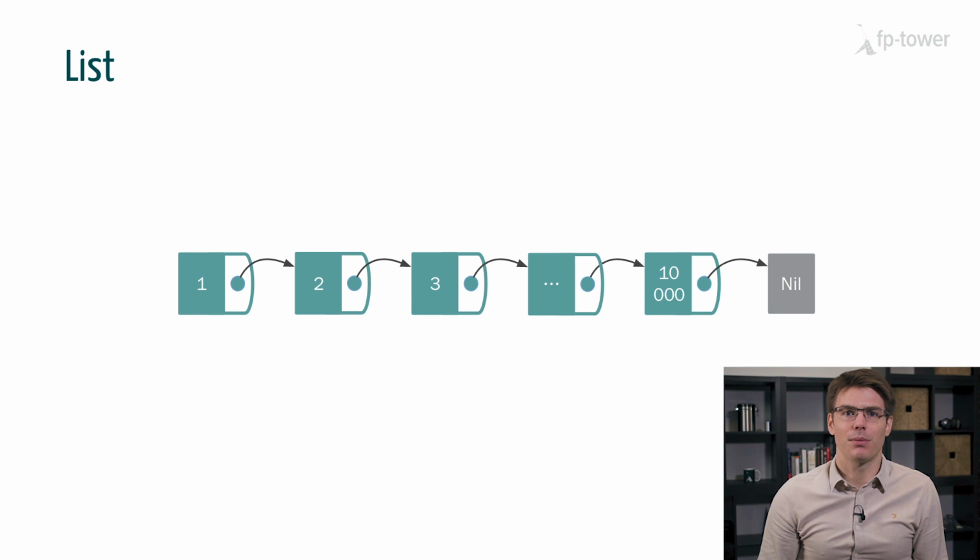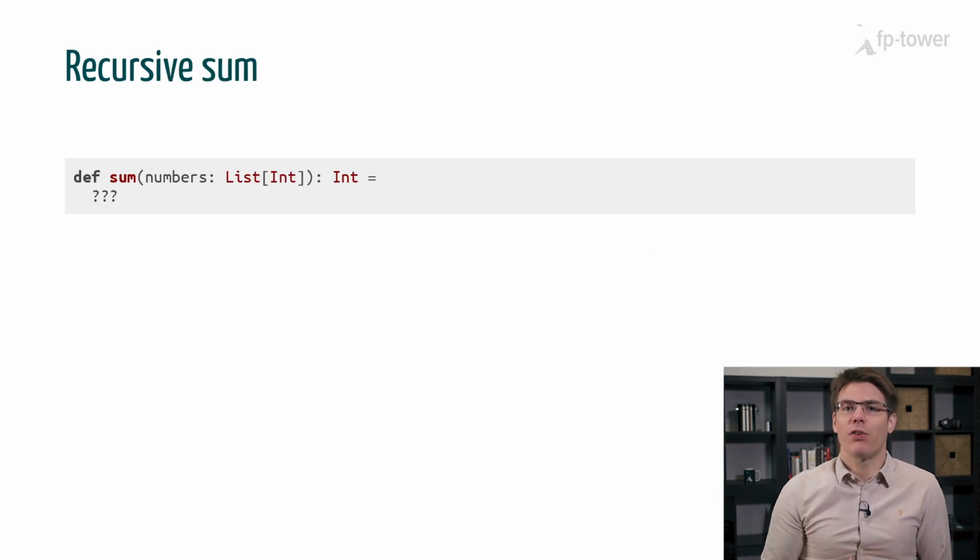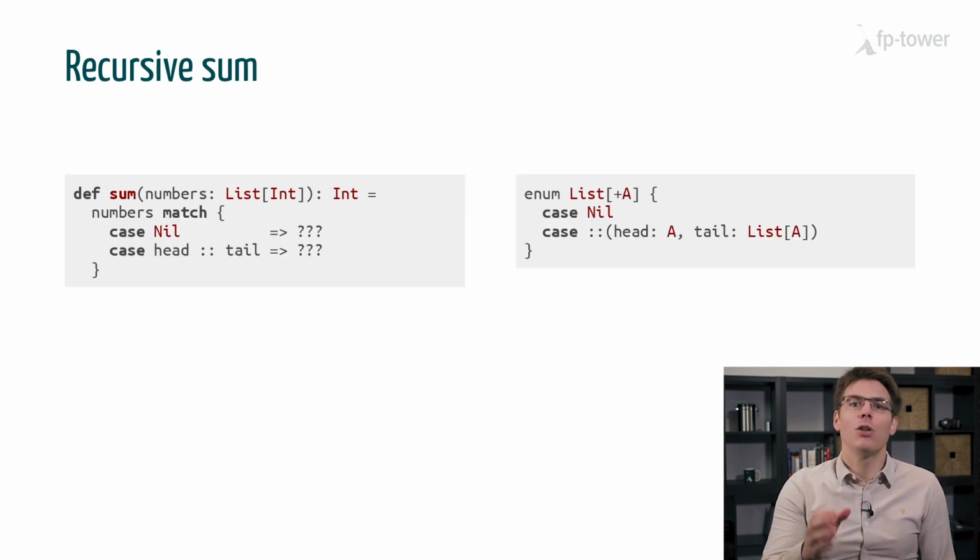Let's have a look at an example. Say we want to implement a function that takes a list of int and then sums all the numbers together. You might recall that we implemented this function with a for loop in the previous lecture. This time, let's implement it using recursion. The first thing we'll do is pattern match on the list to check if it's empty or not. And we can do that because list is an enumeration with only 2 cases. Either it's case Nil, meaning that the list is empty, or case :: with a head and a tail.